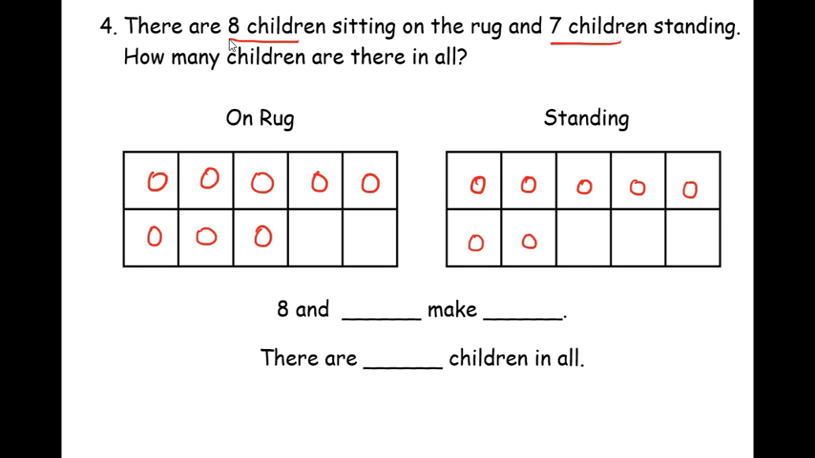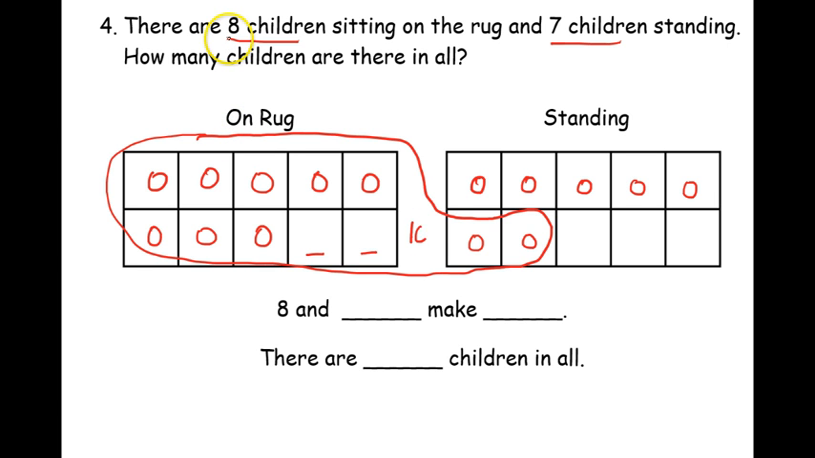To combine the 2 of them, I'm going to circle the 8 that are on the rug and then 2 more to make my group of 10. So I have the 8 on the rug, and then I'll circle these 2, and that will give me my group of 10. I still have 5 students that are standing, so 10 and 5 make 15. That means that altogether 8 and 7 make 15. I take 2 of them to make my group of 10, and then I have 5 more. And that tells us there are 15 children in all. So you can see how making that group of 10 first helps us add these numbers.